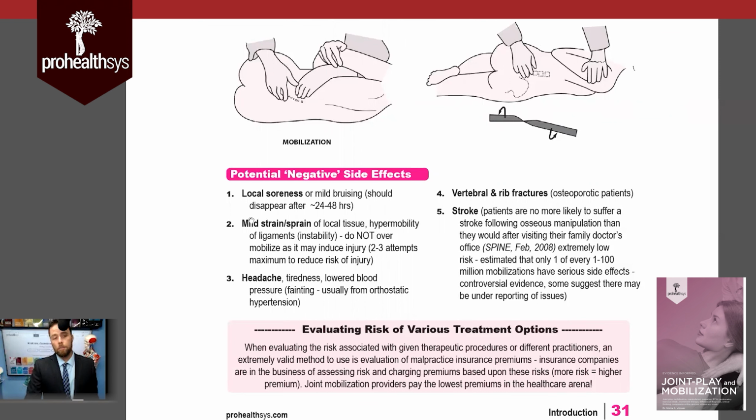A little bit longer, mild sprain strain. You could actually hurt somebody a little bit more with this. This usually happens if you go beyond those 3 attempted thrusts, especially once you develop better mobilization force generation.